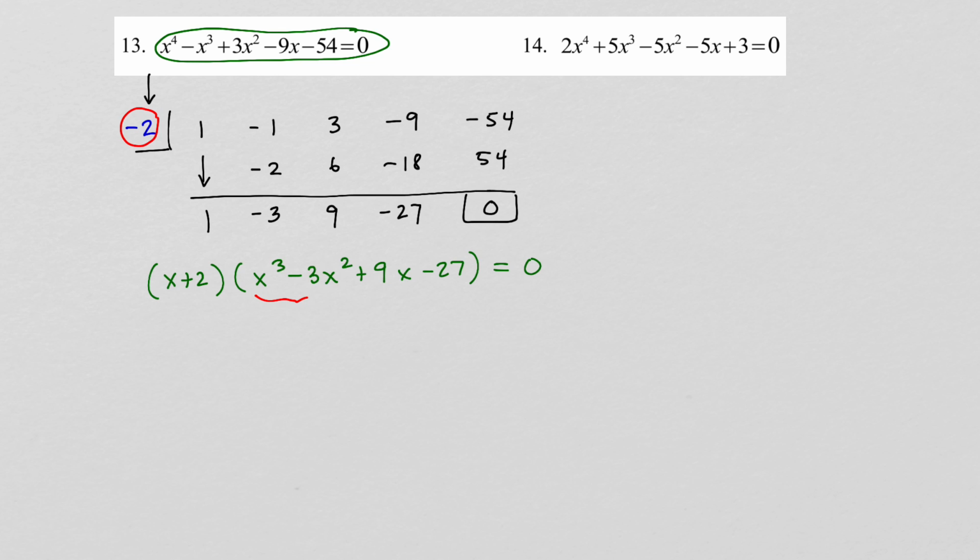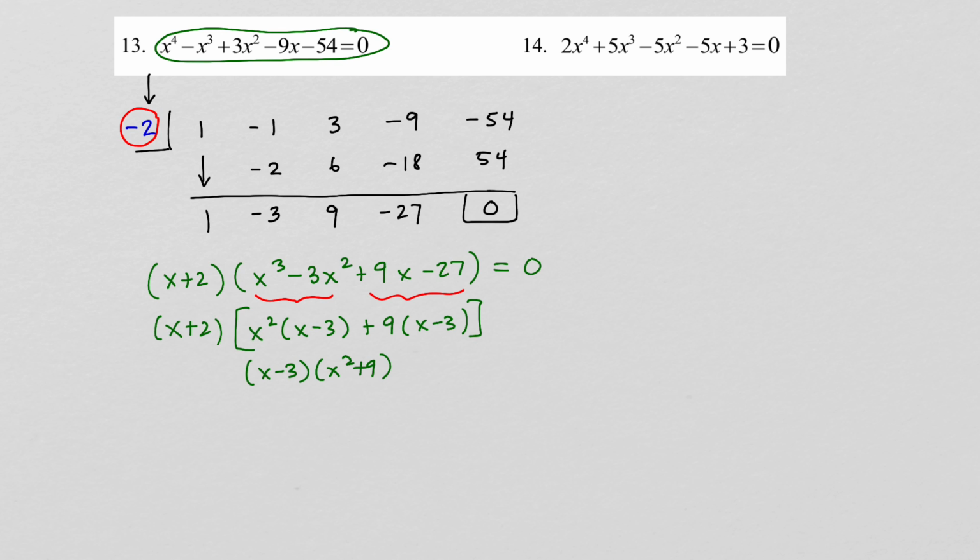So I want you to see that if I group the first 2 terms and the last 2 terms of the polynomial, in the first 2 terms we can pull out x squared, in the last 2 terms we could pull out 9, and I want you now to see that you have a common factor of x minus 3 and x squared plus 9 left over. So this polynomial here factors into x minus 3 times x squared plus 9. And then, of course, don't forget you still have the factor x plus 2 from above.